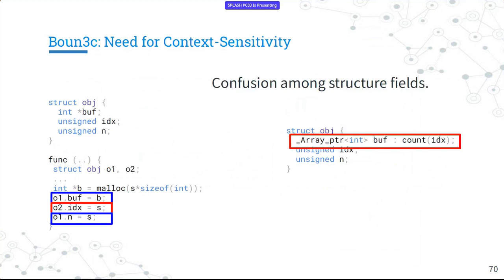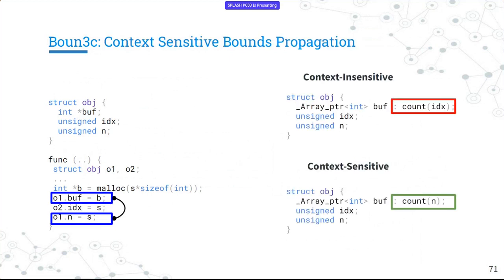But just doing the regular correlation analysis does not always work. We need context sensitivity, especially when there are structures. So here in this case, if we do not use context sensitivity, we might wrongly infer the bounds of an array member to be idx. But if we respect context sensitivity, then we would correctly infer the bounds to be n, which is actually the bounds.